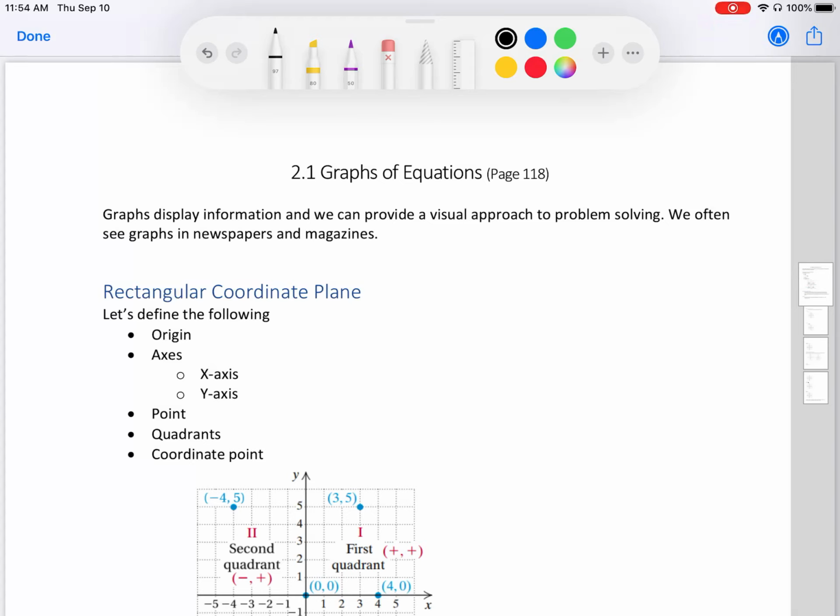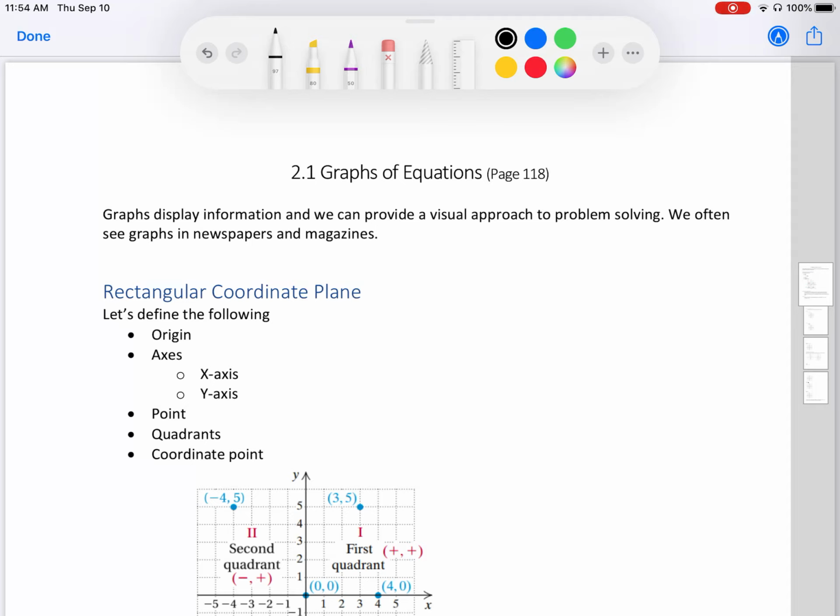Hi, let's continue with the next section, 2.1, Graphs of Equations. Graphs display information and we can provide a visual approach to problem solving. We often see graphs in newspapers and magazines.